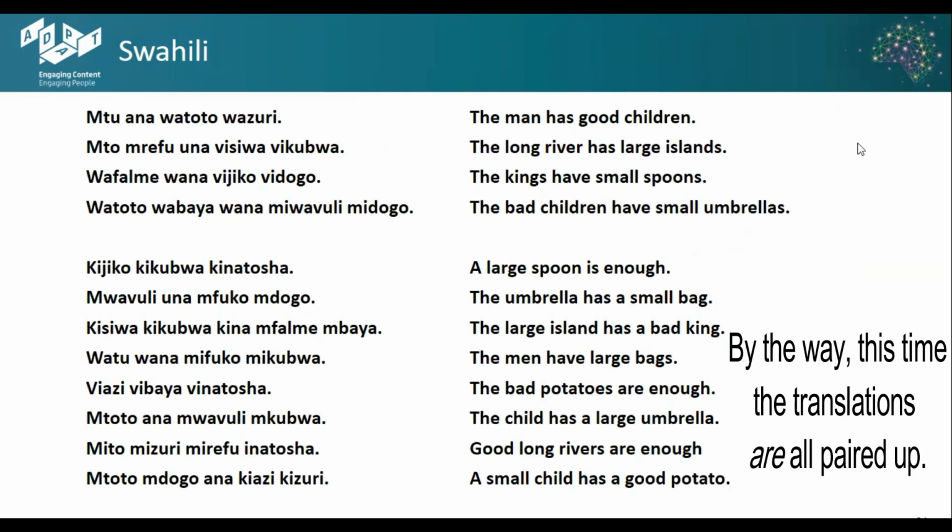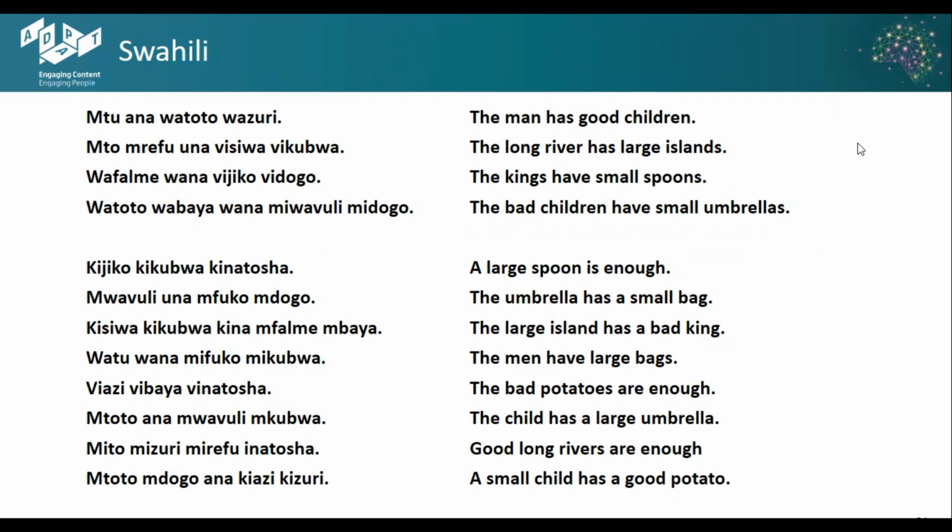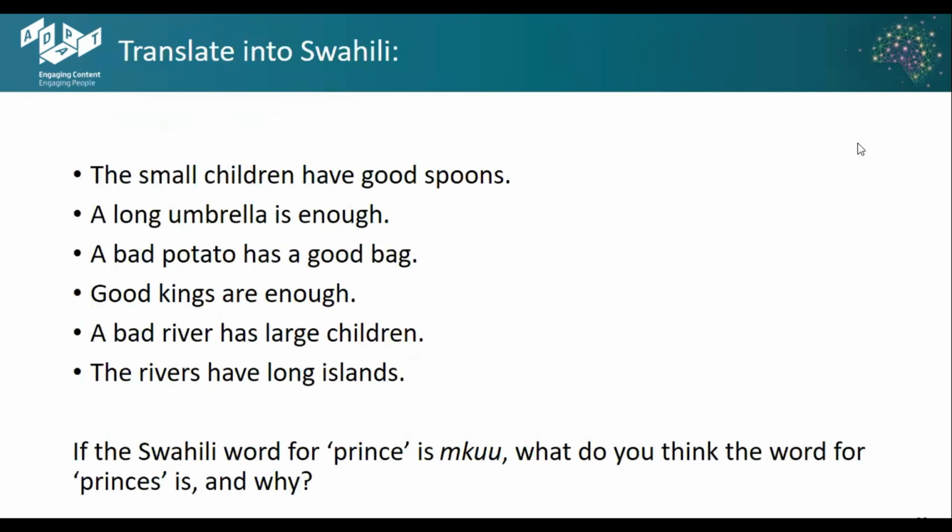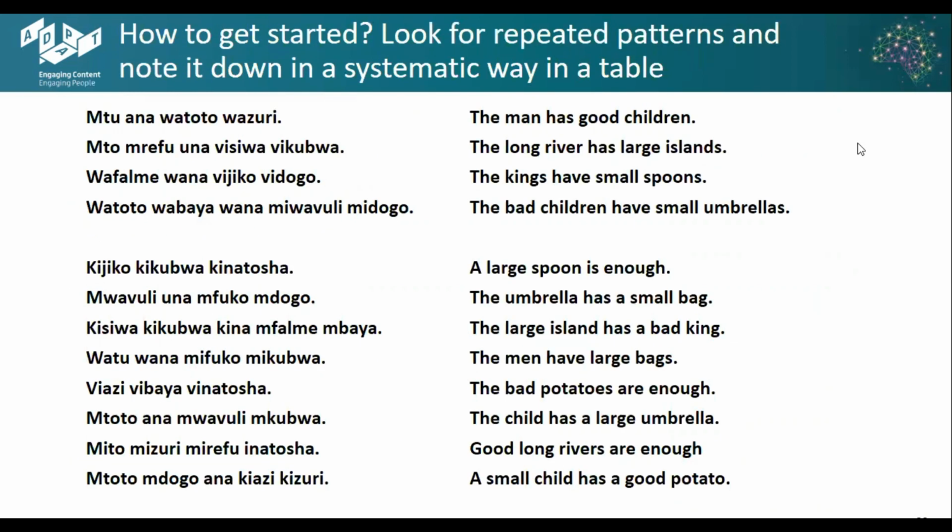So again, how would we get started on this? And no surprise, the way I would start this again is to look at the English side, and I would look at things that repeat themselves. So the task then is you're given some English sentences and you have to translate them into Swahili. And there is one final task: if the Swahili word for prince is Mkuu, what do you think the word for princess is and why? Okay, so how would we get started? So look for repeated patterns, as I said, and note it down in a systematic way in a table.